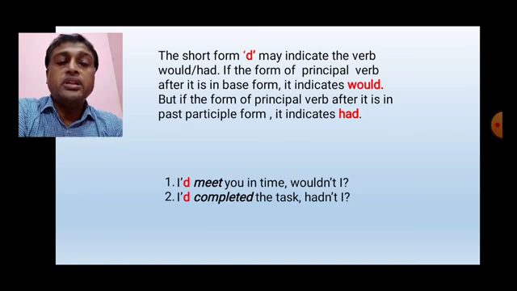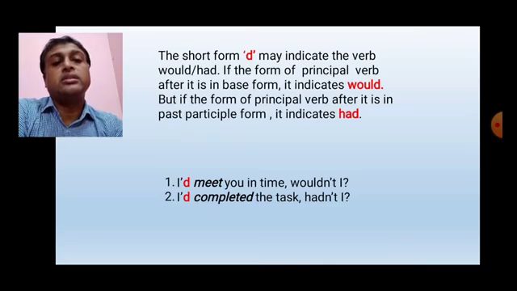I'd completed the task. Here completed is verb 3. So here 'd means had. As we know, if the form of the principal verb after 'd is verb 3, it indicates had. So the answer of that question is hadn't I.